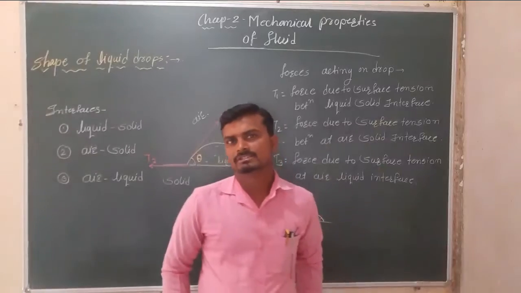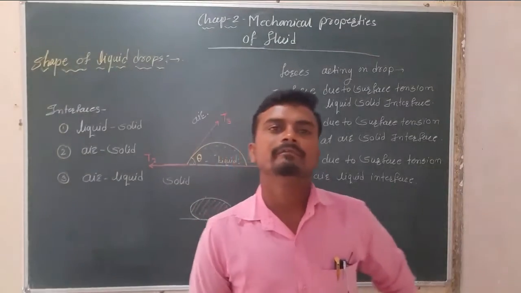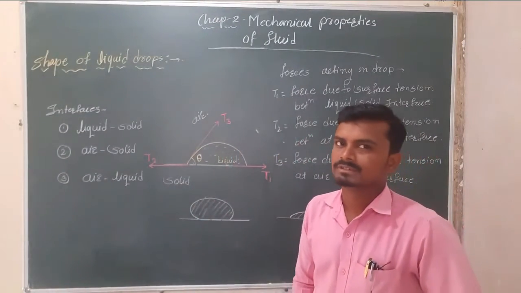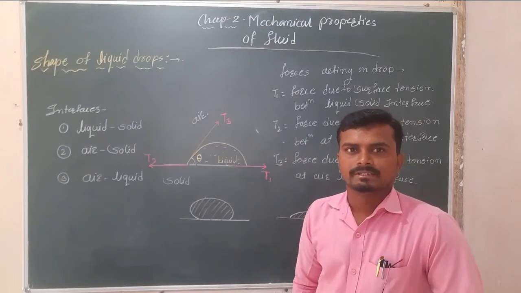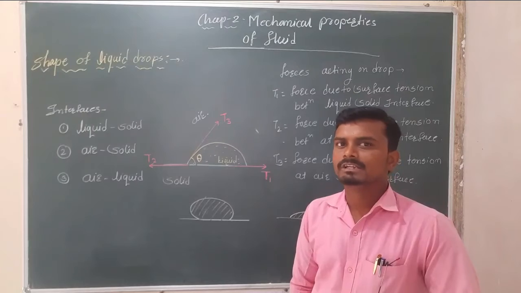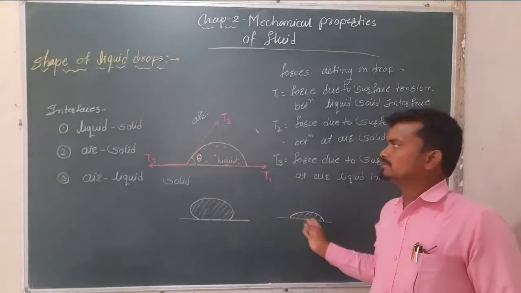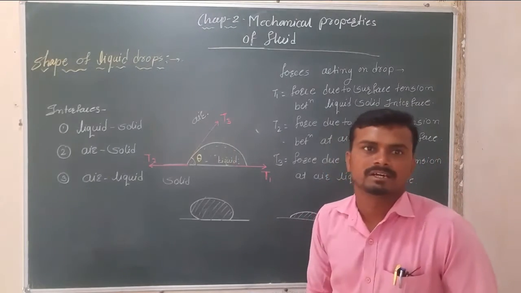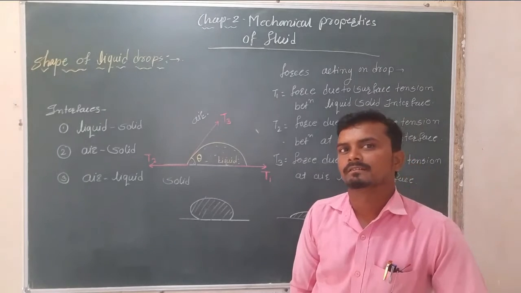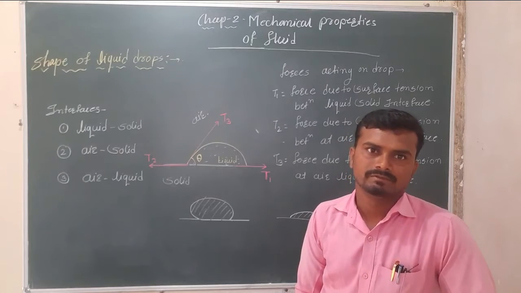Okay, students, our next point is the shape of a liquid drop. If we drop a liquid on a solid surface, we observe different types of shapes. Some of them are shown here. Why are there such different shapes of drops? The reason behind that is what we are going to see in this point.